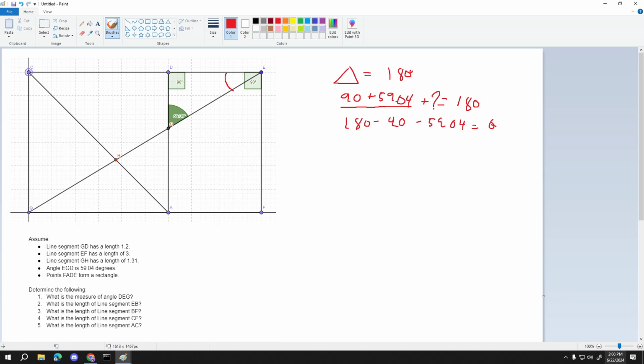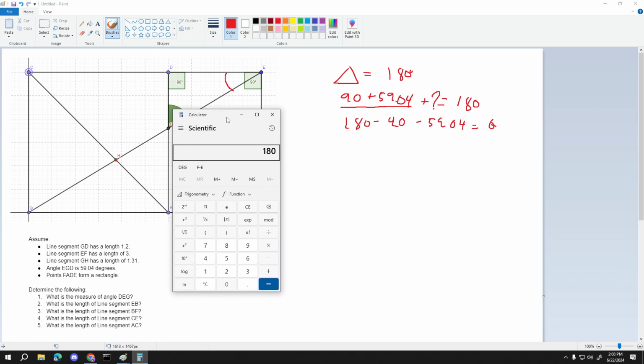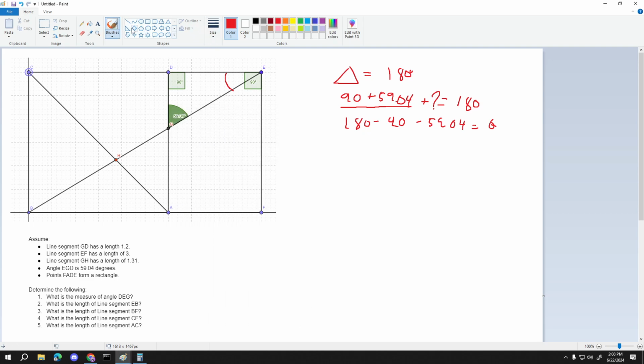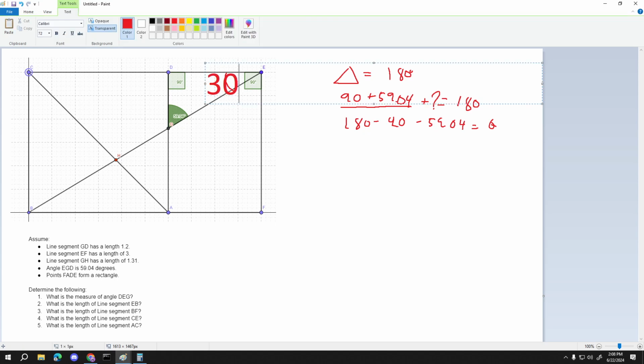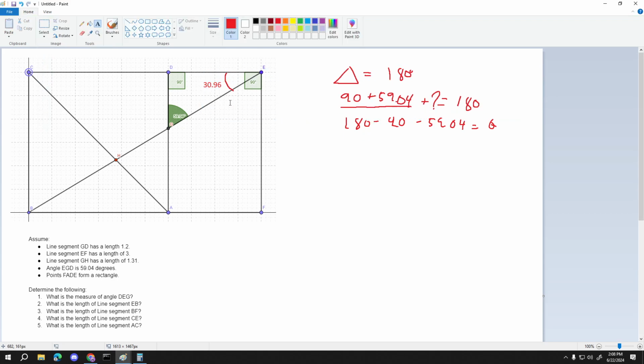So calculator. 180 minus 90 minus 59.04, 30.96. So this is 30.96. Let me make this smaller. A bit too small. There we go. That is 30.96. So that is number 1. Number 2, what is the length of line segment EB?